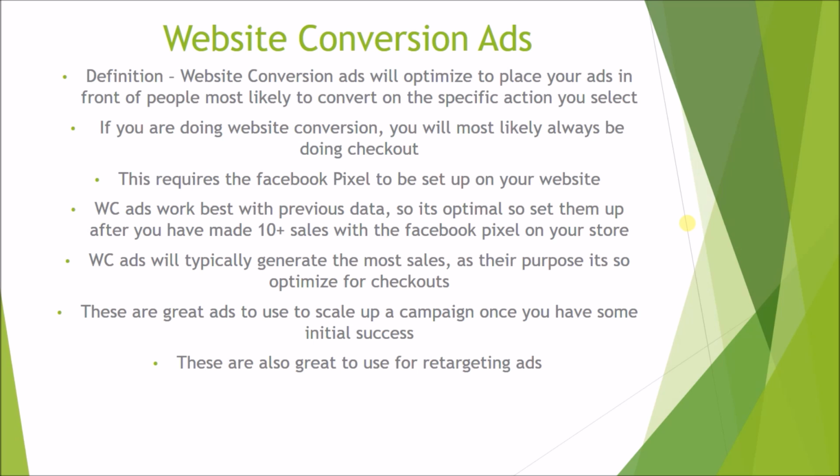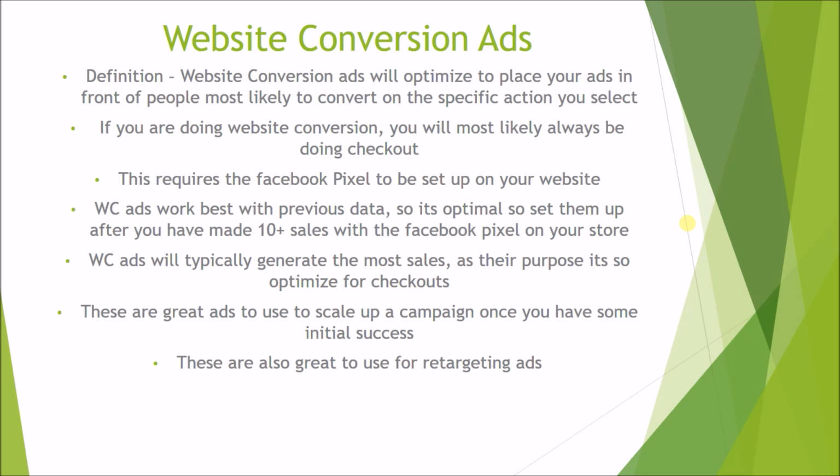With these types of ads, it requires the Facebook pixel to be set up correctly on your website. That way Facebook will be sent data whenever somebody purchases your products through your ads, and then they'll start to put your ad in front of people who they think are most likely to make a purchase based on the previous people that have made purchases. So website conversion ads work best with previous data, so it's optimal to set them up after you have made 10 plus sales, and it's going to work even better if you set them up after you've made 20 or 30 sales with the Facebook pixel on your store.